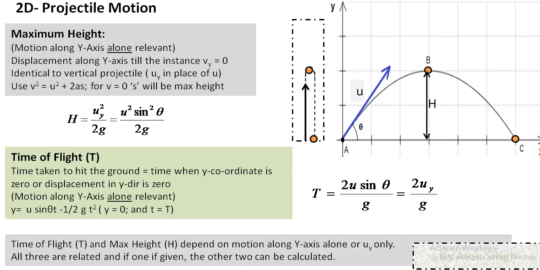So what we notice here, even the time of flight also is a function of only y component of velocity. It does not depend on the x component of velocity. So time of flight and maximum height depend on motion along y-axis only and uy only. So all three quantities uy, T and H are related. If one of them is given, other two can be calculated. So there could be some question where one of the things is given, other two can be easily calculated.